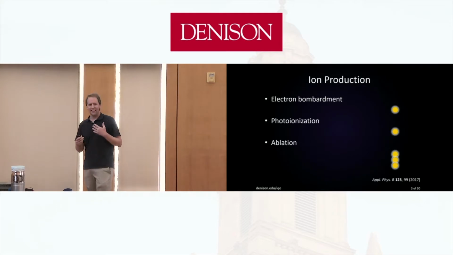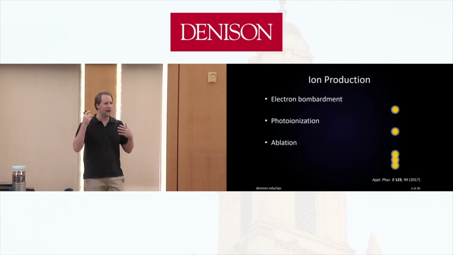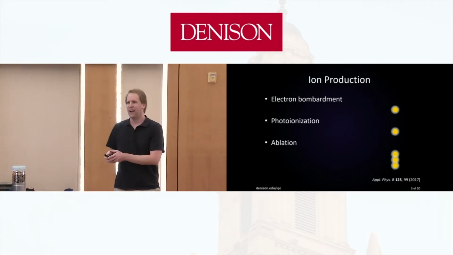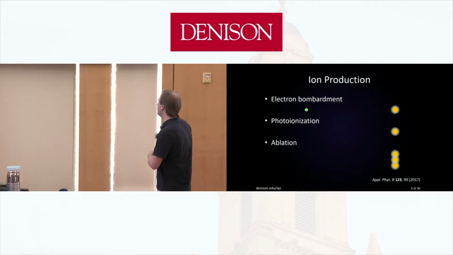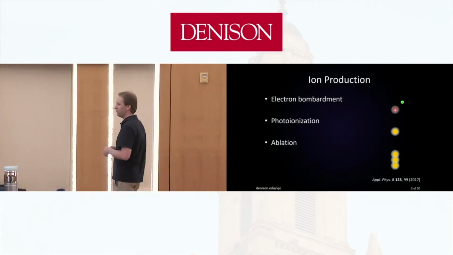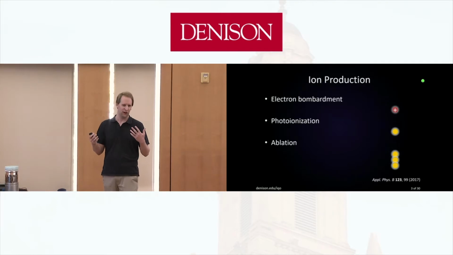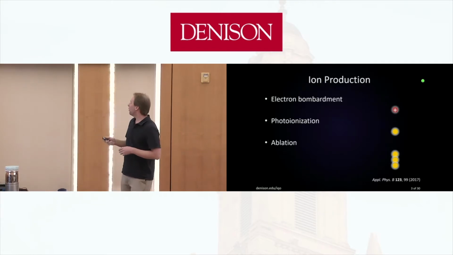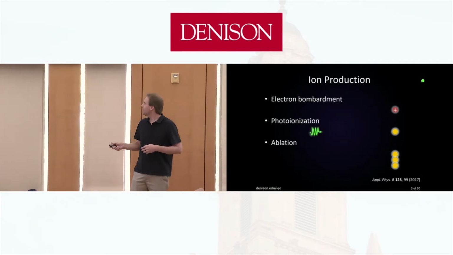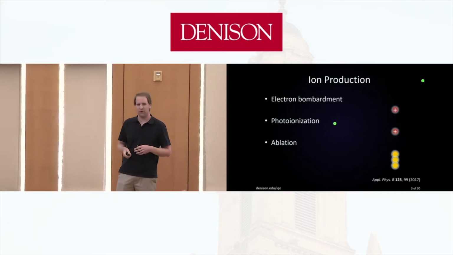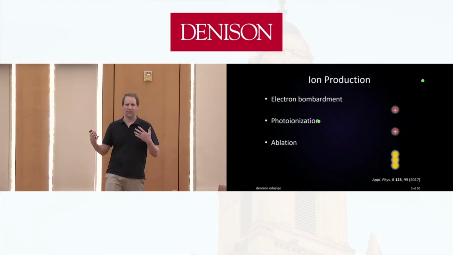If I take my neutral atoms, which are depicted here by the yellow balls, I can fire an electron at one, and doing that knocks off one of the electrons from the atom, leaving a positively charged atomic ion. I could also use light to do the same thing: take light, hit the neutral atom, and knock off one of the electrons. Again, you get a positively charged ion.